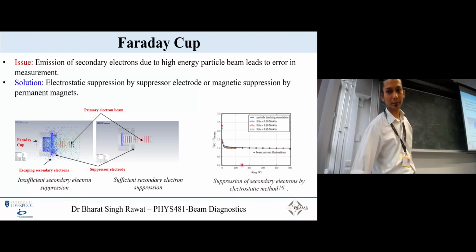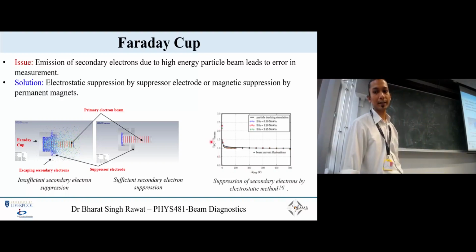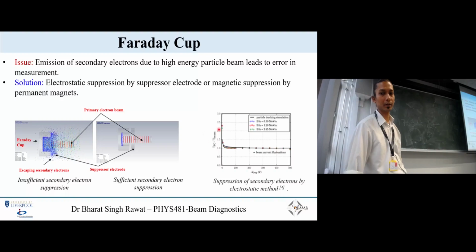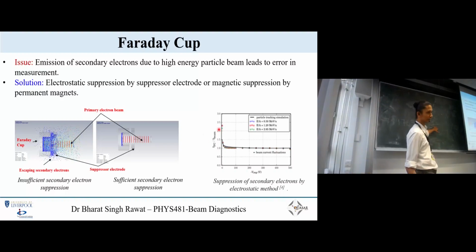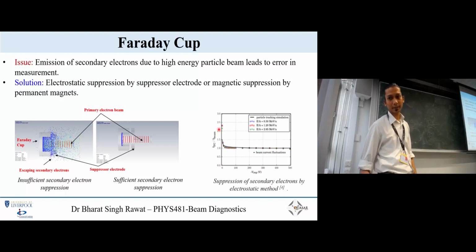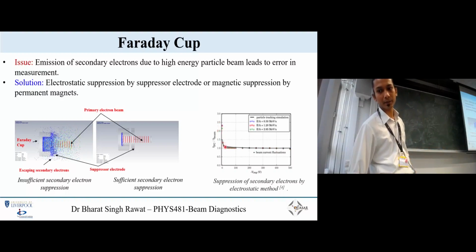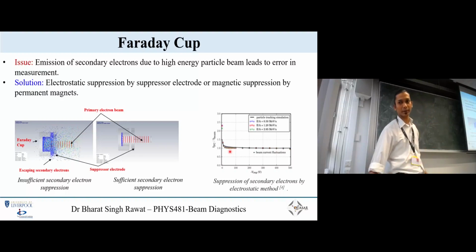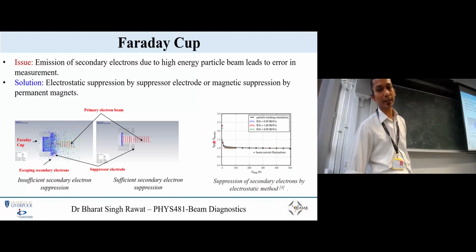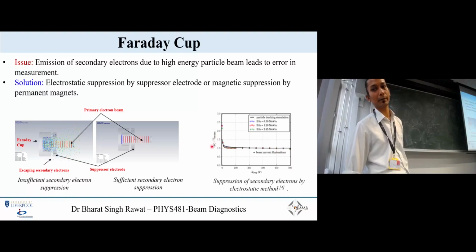So what you can see when you do not have any kind of suppression, when it is zero, obviously you'll measure very high current because all your electrons are being lost. But as you start increasing its potential, making it more and more negative, what you see is these electrons are getting repelled back to the surface and they are not escaping. So ideally, the ratio of your actual current and the current measured by the Faraday cup becomes 1, which shows you that you are actually measuring the actual beam current.